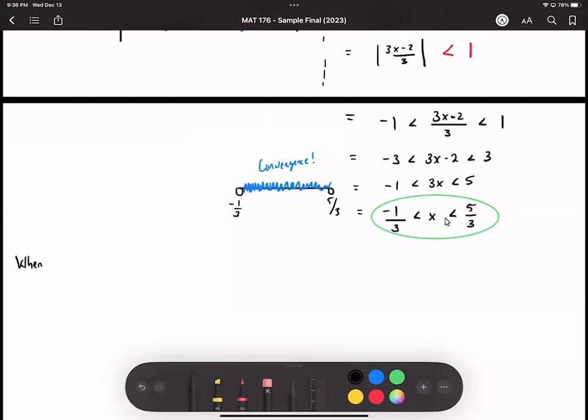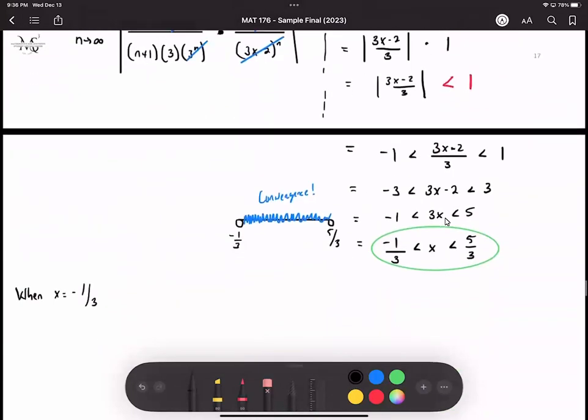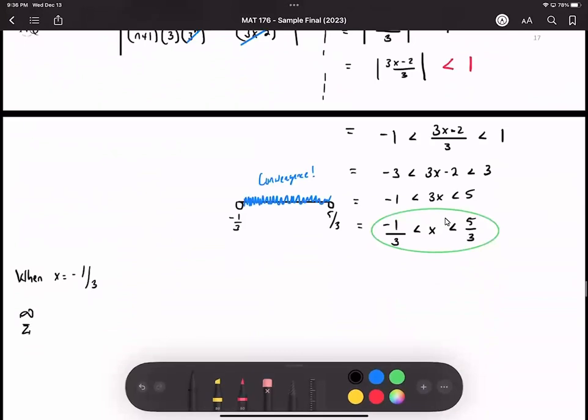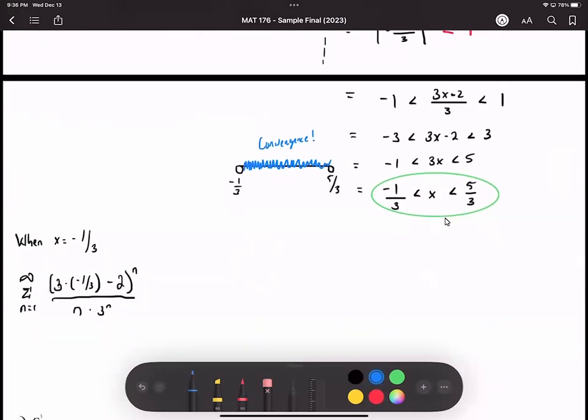When x is equal to negative 1/3, we will have the series from n equals 1 to infinity of 3 times negative 1 over 3 minus 2 to the n power over n times 3 to the n. Now let's take a look at this part. 3 times negative 1/3, right? Just doing this aside here. 3 times negative 1/3 is negative 1.